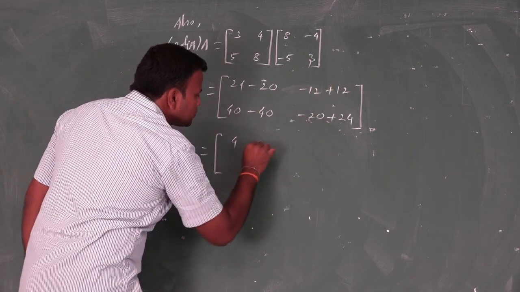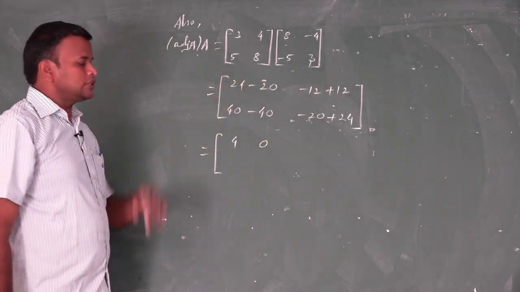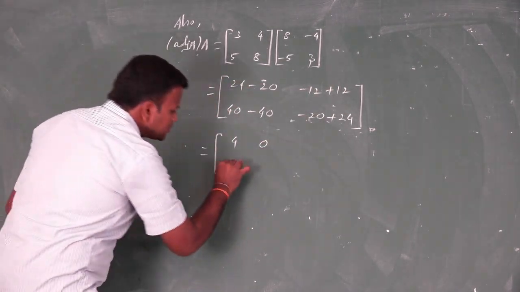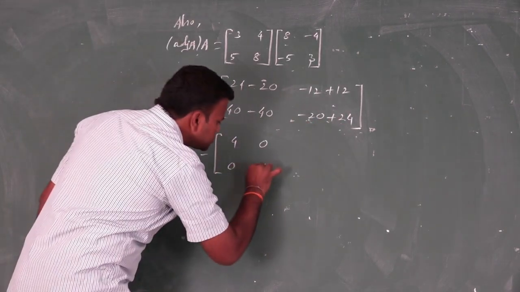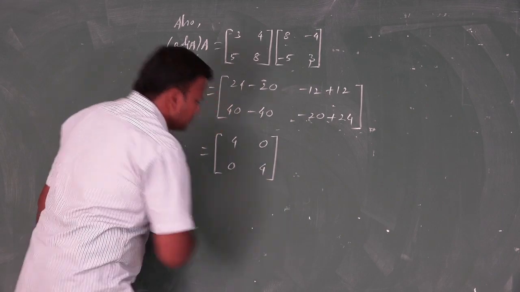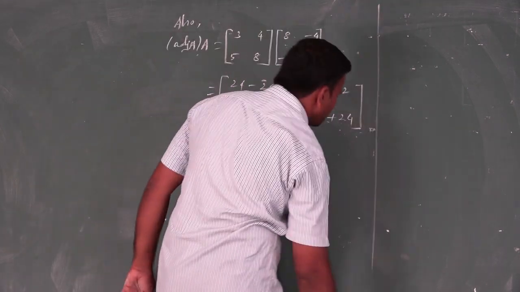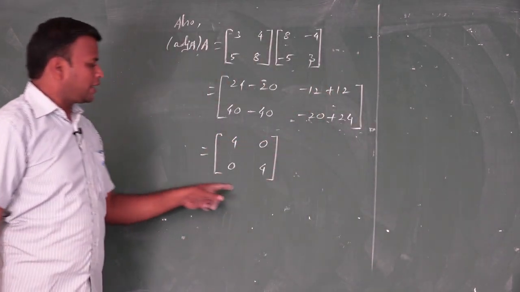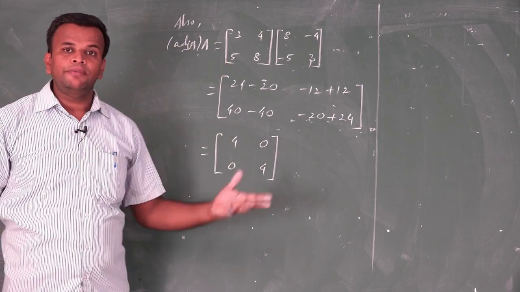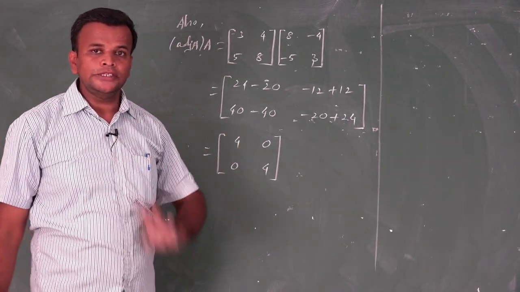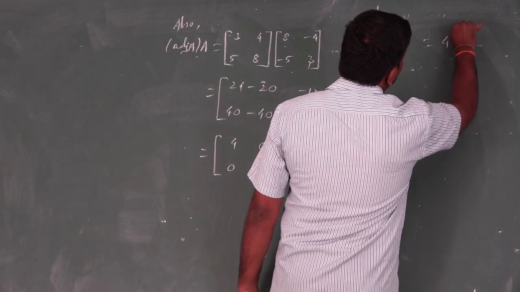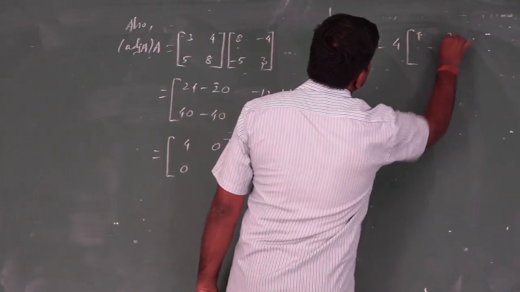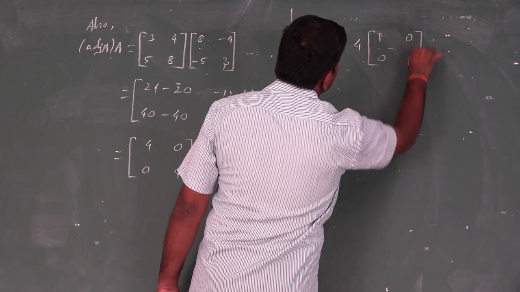Minus 20 plus 24 is plus 4. Plus 12 minus 12 is 0. Minus 12 plus 12 is 0. 40 minus 40 is 0. In this matrix, one number is common in all the elements. What is the element? The element is 4. So I will take the element 4 outside. So 1, 0, 0, 1.